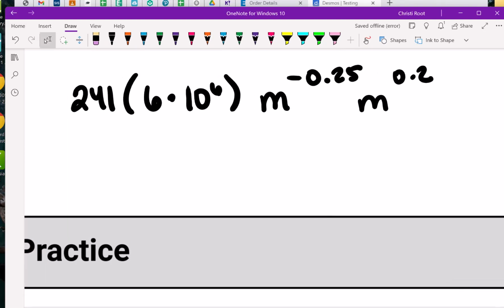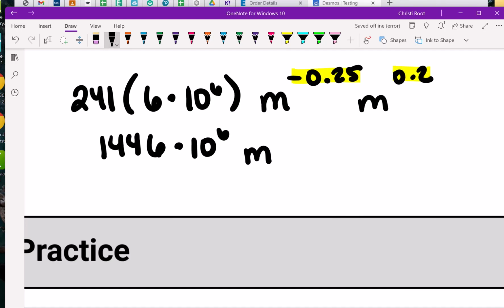So I'm going to go ahead and multiply, but when you're multiplying your scientific notation, you're going to multiply 241 times 6, and you get 1,446 times 10 to the 6th power. What am I going to do over here? How do I combine them? What's the rule for that? I think we have to add them together, right? So if you have the same base, you add your exponents. So you get negative 0.05.